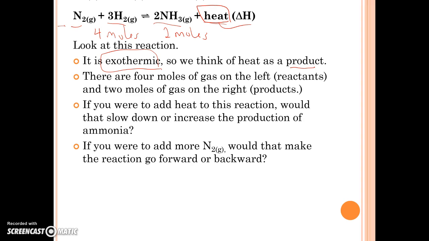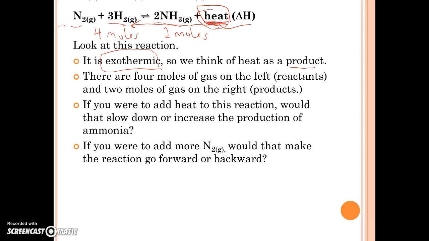So here's a couple questions. If you were to add heat to this reaction, you're adding heat and it's trying to give away heat. You're actually stressing the reaction by adding more heat. If you add more heat to this reaction, it's going to make the reaction go backwards. You're adding more of this, let's think of it as a product, so it reverses the reaction. So it would slow down the production of ammonia and increase the decomposition of ammonia into nitrogen gas and hydrogen gas.